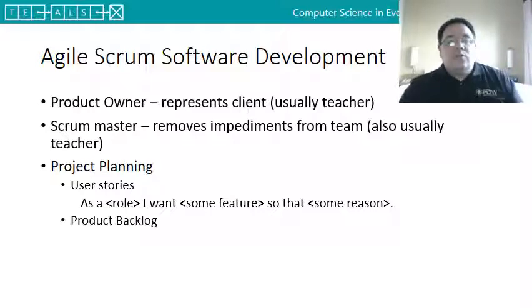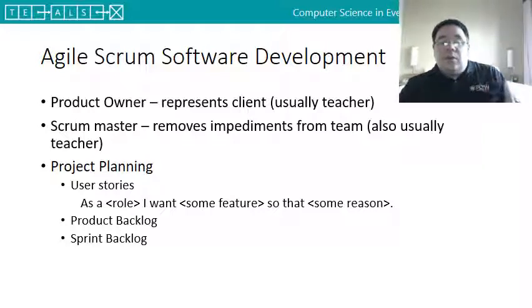That oftentimes will turn into the product backlog. It's the list of all the things that they want to have in their project based on these user stories. And then as they're going into development, they're going to develop a sprint backlog, which is the things that they're going to focus on and the things they're going to get done in the first development cycle, and usually do a couple development cycles for a project.